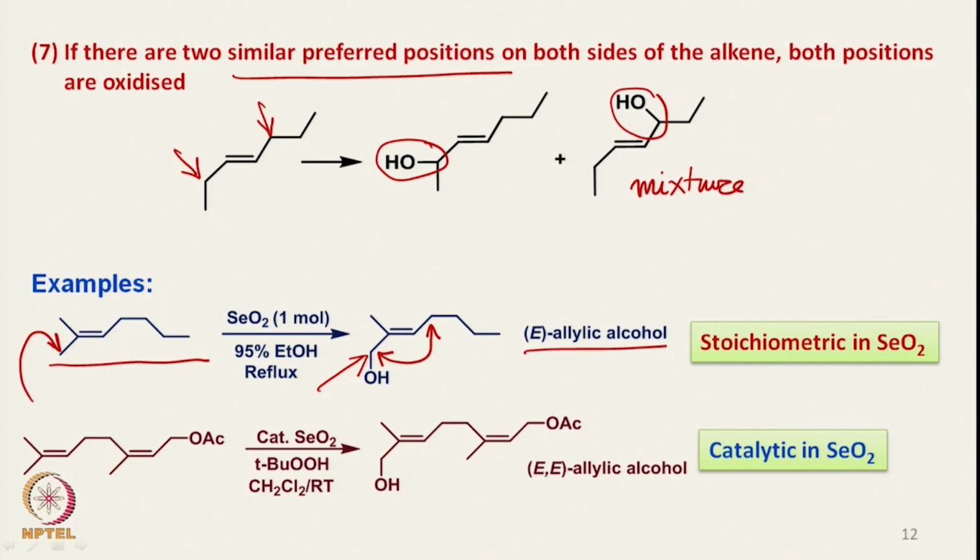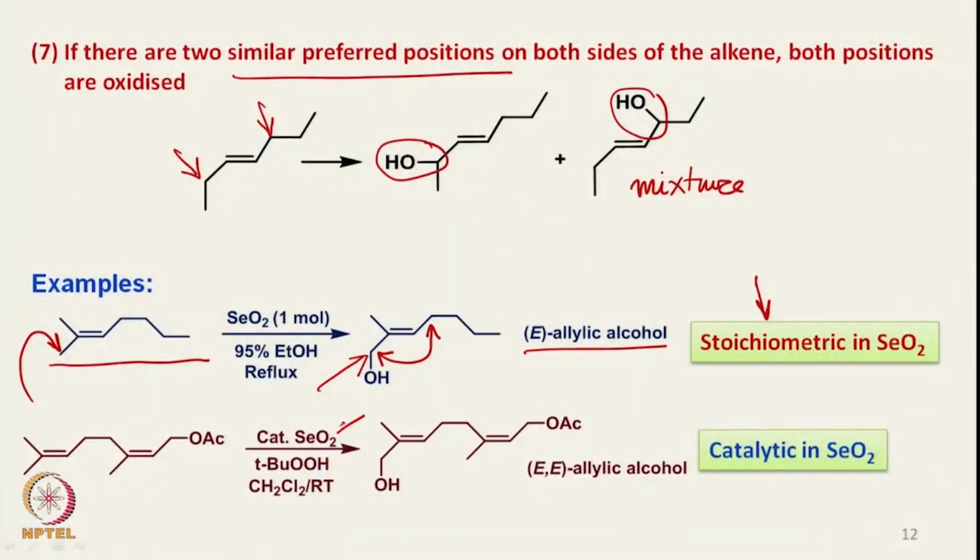However, as you can see, in this particular reaction a stoichiometric amount of selenium dioxide is used, which is not very comfortable or good, because selenium compounds are toxic in nature. Therefore, there have been efforts to use a catalytic amount of selenium dioxide so that one can avoid using an excess of it.